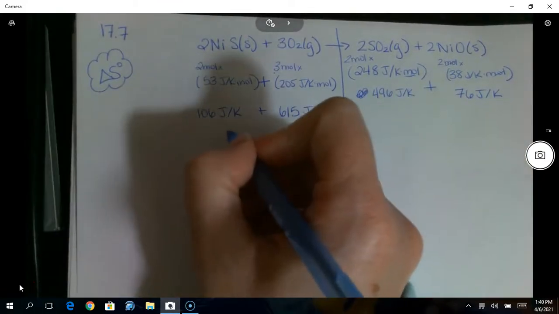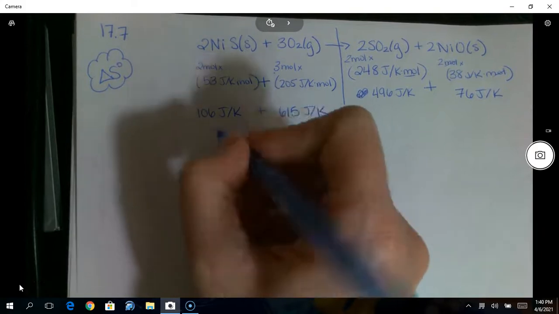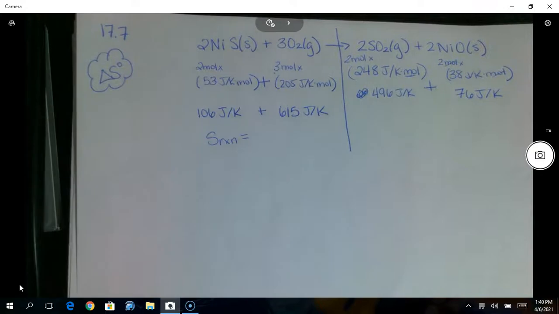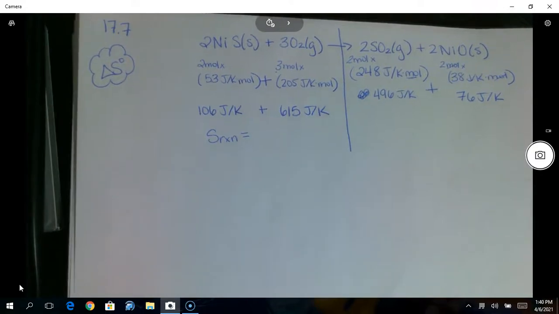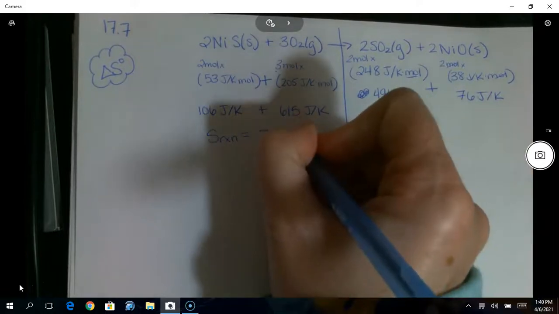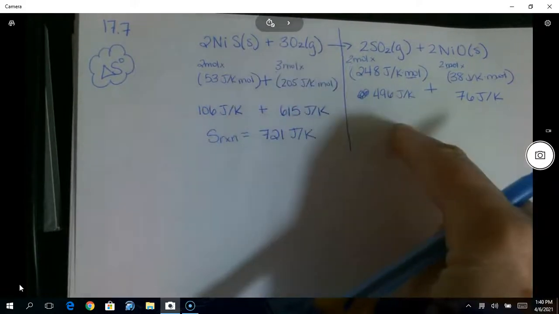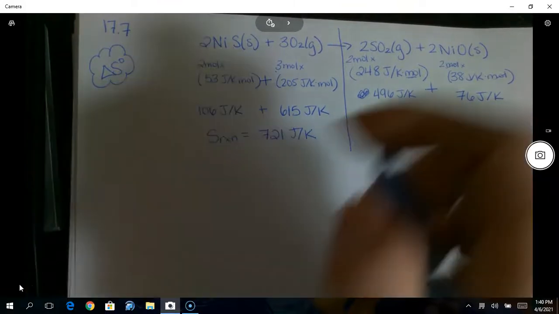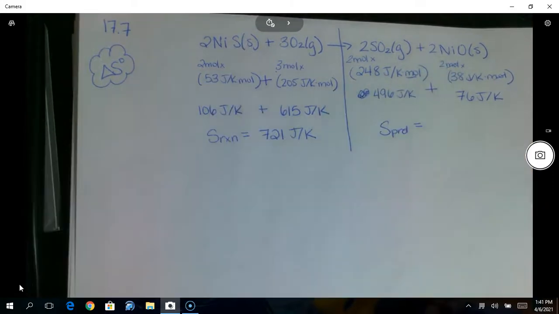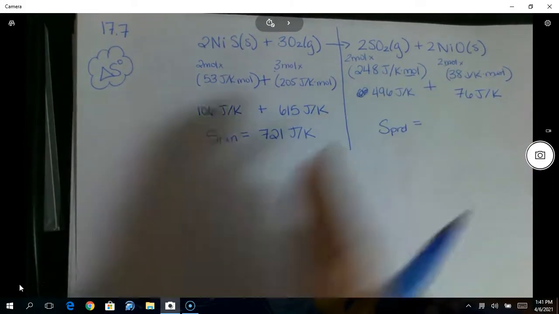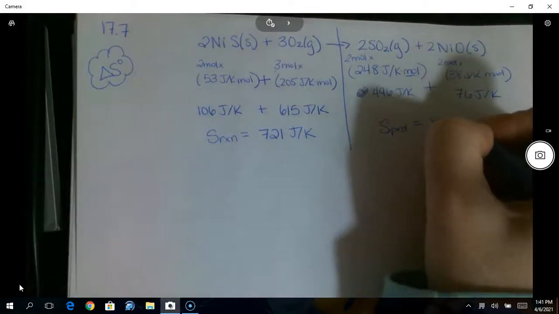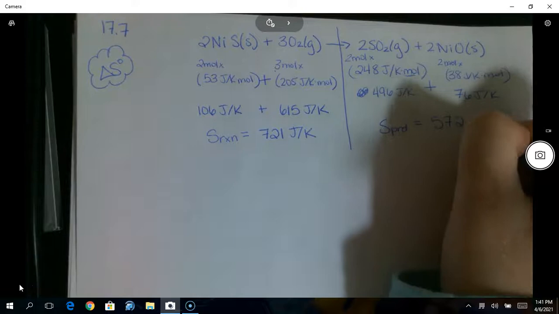So if I'm looking at the entropy of my reactants, so S reactants, this is going to be 106 plus 615. So this is 721 joules per Kelvin. Over here, if I look at the entropy of my products, then that's 496 plus 76. So that's 572 joules per Kelvin.